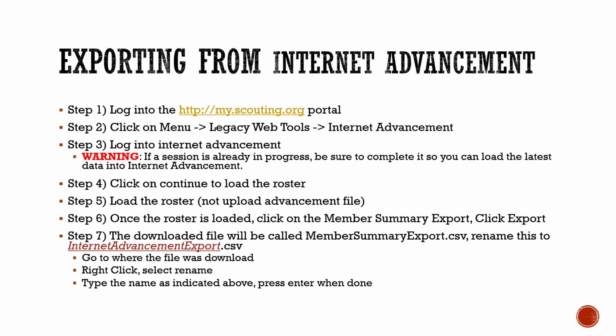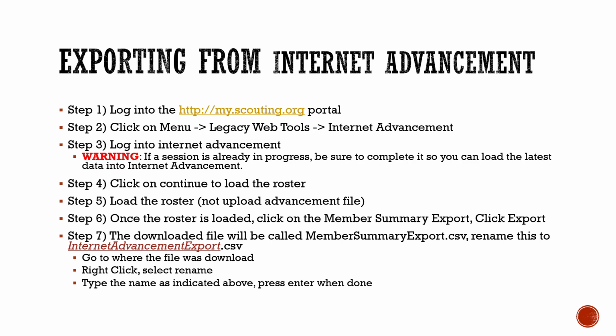So how do you get the report from Internet Advancement? It's pretty simple. First thing you're going to do is log into the Internet Advancement system. If you already have any advancement in progress, make sure you finish that up before you do this export. Otherwise, you might run into issues. Although if you already have the scouts loaded and everything's ready to go, you can still run the report without having to restart everything.